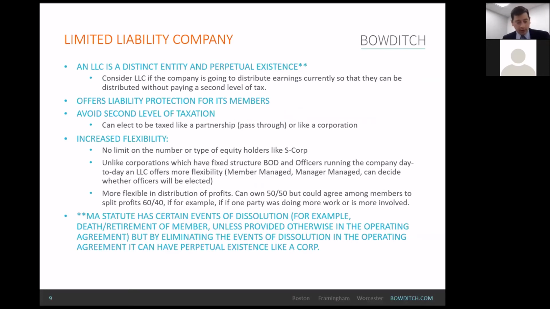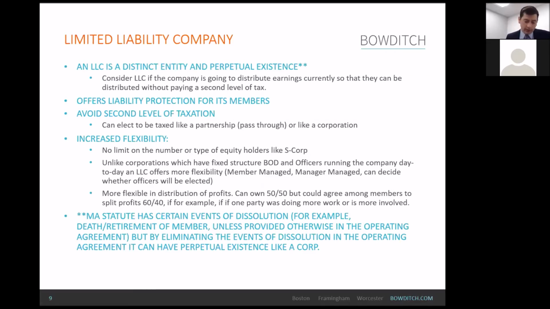Again, limited liability companies offer that liability protection for their members. And I should point out that while you are always responsible for your own negligence, the liability that you're being protected from is really if somebody related to the company does something negligent, somebody who's filing a lawsuit against you cannot, without piercing the veil, which we'll get to later on, look to your personal assets to satisfy any judgment that they obtain. They can only look to the assets of the company.